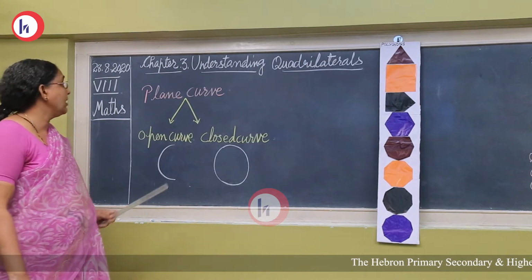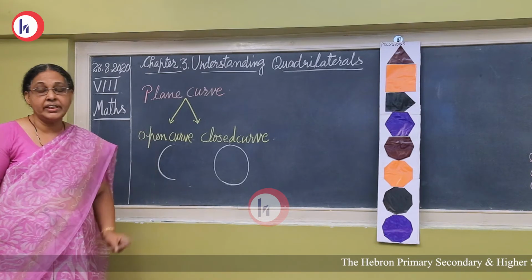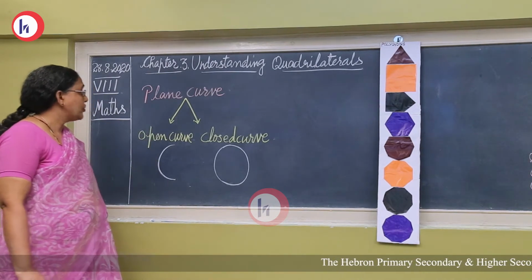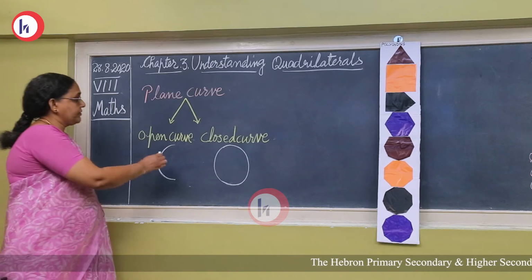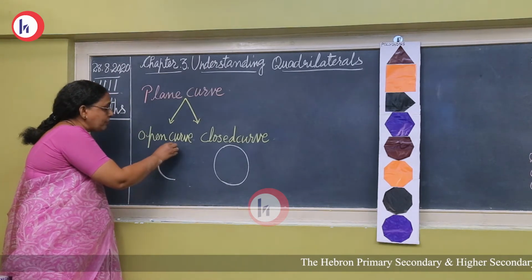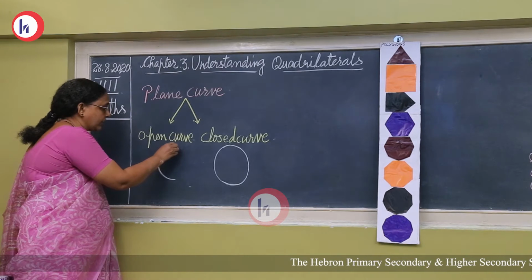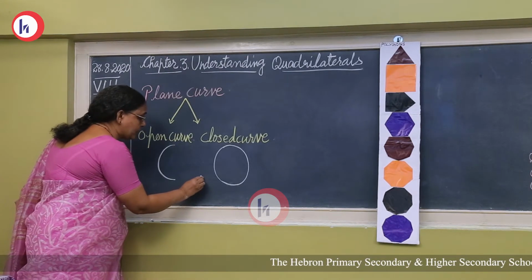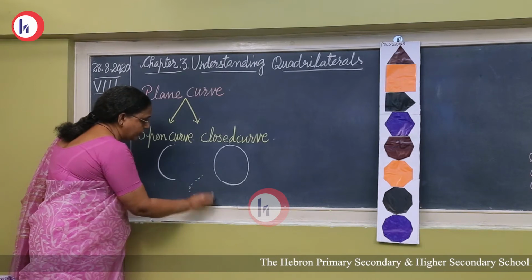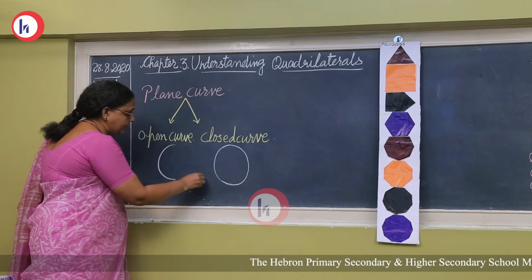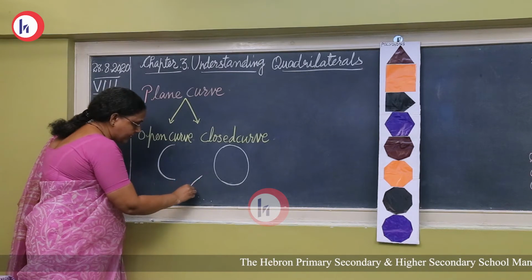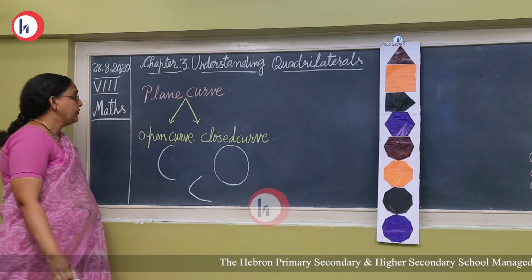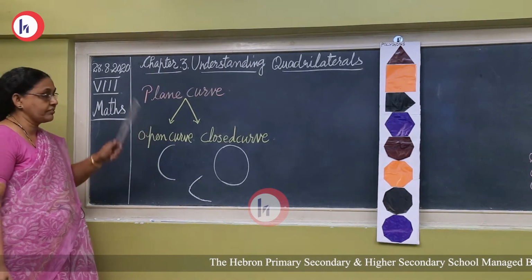Now, what is meant by a plane curve? A curve is made up of joining points without lifting the pen or pencil or chalk. That means when you put many points in any order, you can connect the points without lifting the pen or pencil. We get a plane curve.